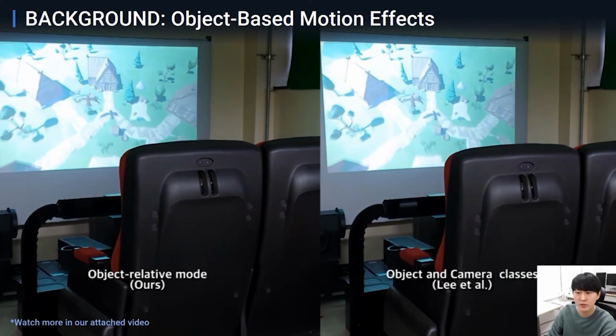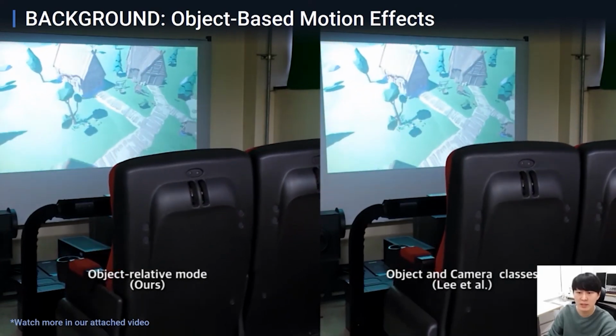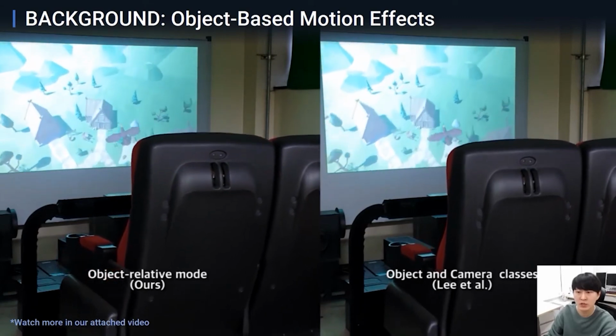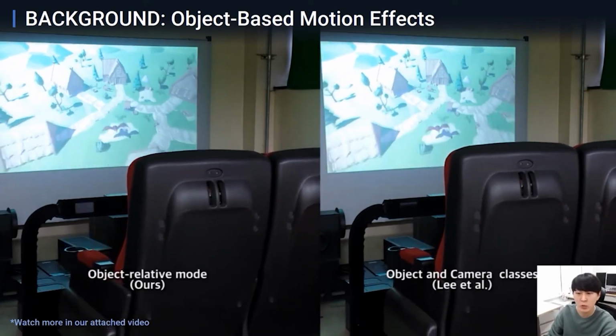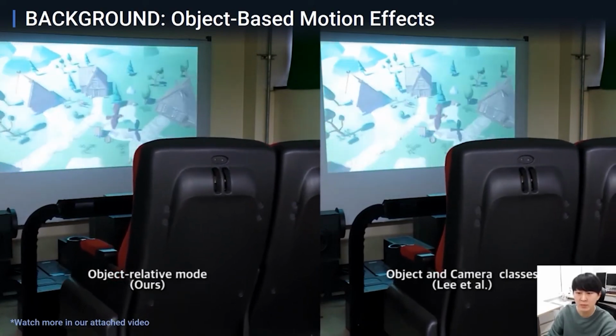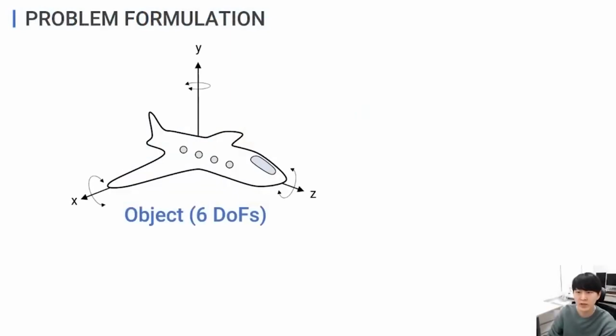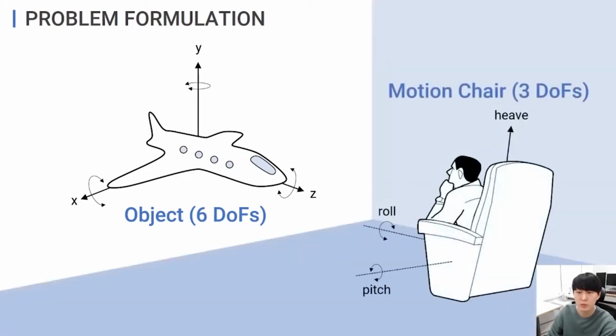One of the most frequent 4D effects is the object-based motion effects, which emphasizes an object of interest by chair motion. In this work, we present an algorithm for automatically synthesizing convincing object-based motion effects. An object can freely translate and rotate in the 3D camera coordinate system, leading to a 6 DOF motion. In contrast, most commercial motion platforms in 4D theater have only 3 DOF.